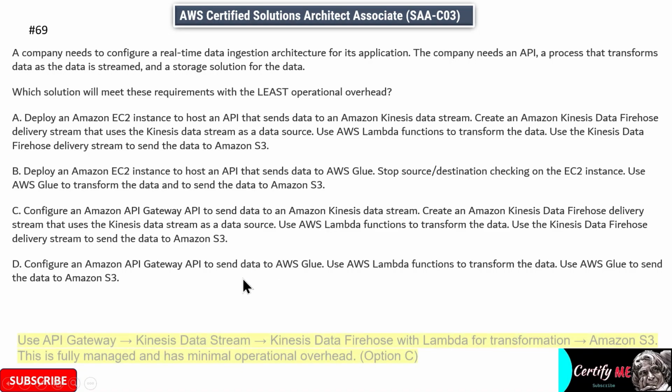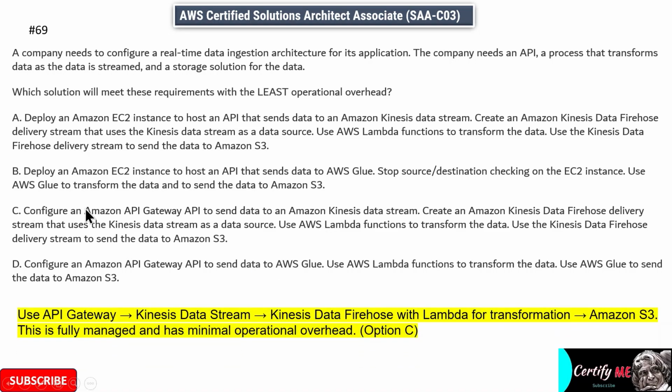The correct answer is option C. Configure an Amazon API Gateway API to send data to an Amazon Kinesis data stream. Create an Amazon Kinesis Data Firehose delivery stream that uses the Kinesis data stream as a data source. Use AWS Lambda functions to transform the data. Use the Kinesis Data Firehose delivery stream to send the data to Amazon S3. Use API Gateway, Kinesis data stream, Kinesis Data Firehose with Lambda for transformation, and Amazon S3. This is fully managed and has minimal operational overhead.